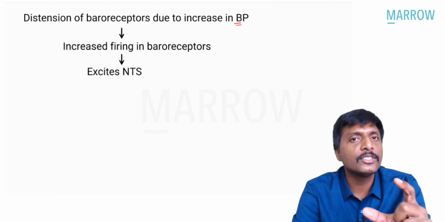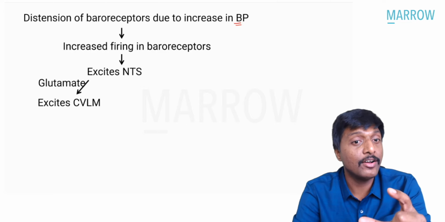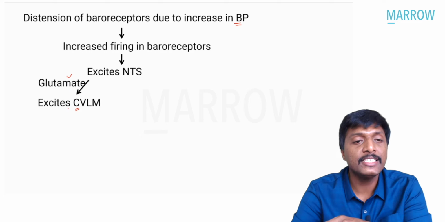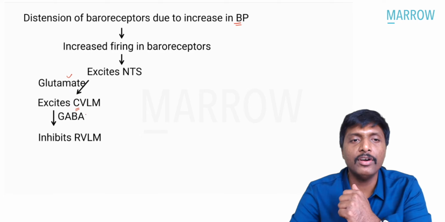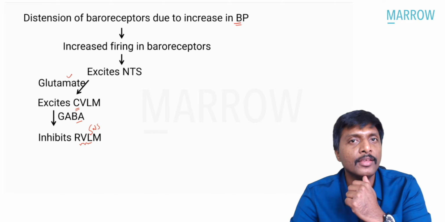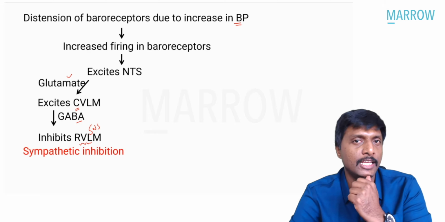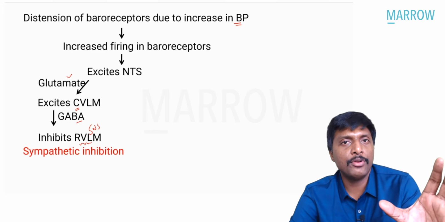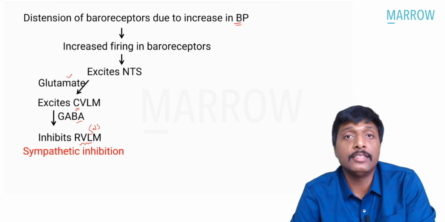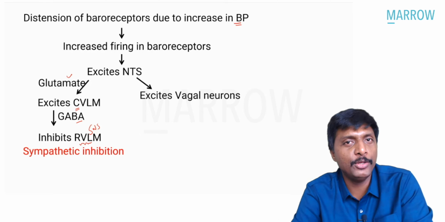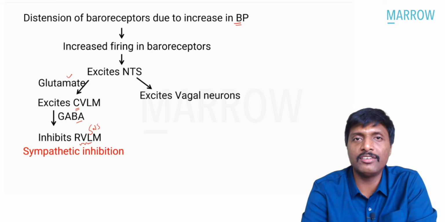This nucleus tractus solitarius initially excites caudal ventrolateral medulla with the help of glutamate. It is the CVLM which inhibits our RVLM with the help of GABA. What is this RVLM, sir? It is the sympathetic center. If you inhibit rostral ventrolateral medulla, there is sympathetic inhibition. So, as a part of baroreflex, there is sympathetic inhibition. Side by side, at the other end, you will have activation of parasympathetic vagal neurons. So obviously, vagus will release acetylcholine.